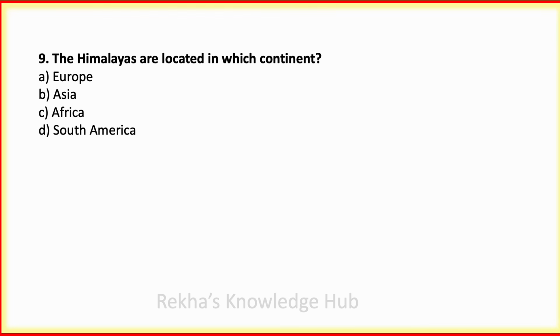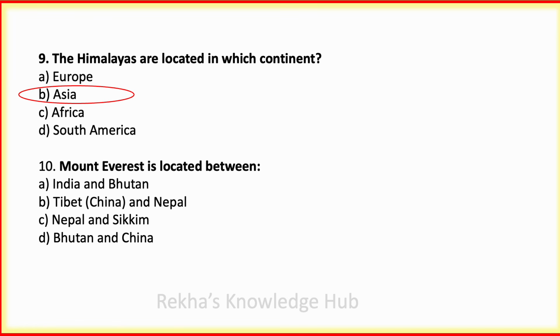Next one, the Himalayas are located in which continent? Europe, Asia, Africa, South America. Which is the correct answer? Asia. Next one, Mount Everest is located between: India and Bhutan, Tibet, China and Nepal, Nepal and Sikkim, Bhutan and China. Which is the correct answer? Tibet and Nepal.